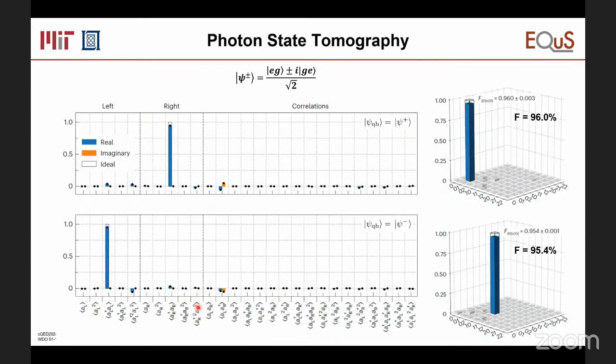So when we do the photon state tomography, what you see along the bottom are all these field operators and various contractions therein. But the two dominant peaks that you see are a photon going to the left and a photon going to the right. And when we look at the fidelity of this, it's around 95-96% for this directional or sometimes called chiral emission. So this works pretty well.